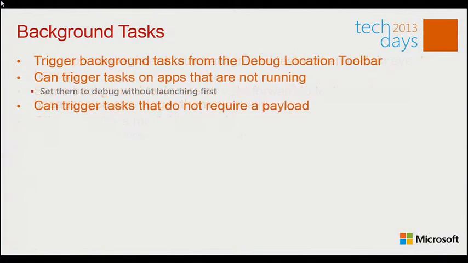Okay. So the takeaways from that: you trigger the background tasks from the debug location toolbar. You can trigger tasks on apps that are not running; you just set them to debug without launching first. And you can trigger tasks that do not require a payload. So essentially, if you had a background task that was something like send an SMS message, that's not something that you can trigger through that UI. Instead, you would need to manually send that message to your device.